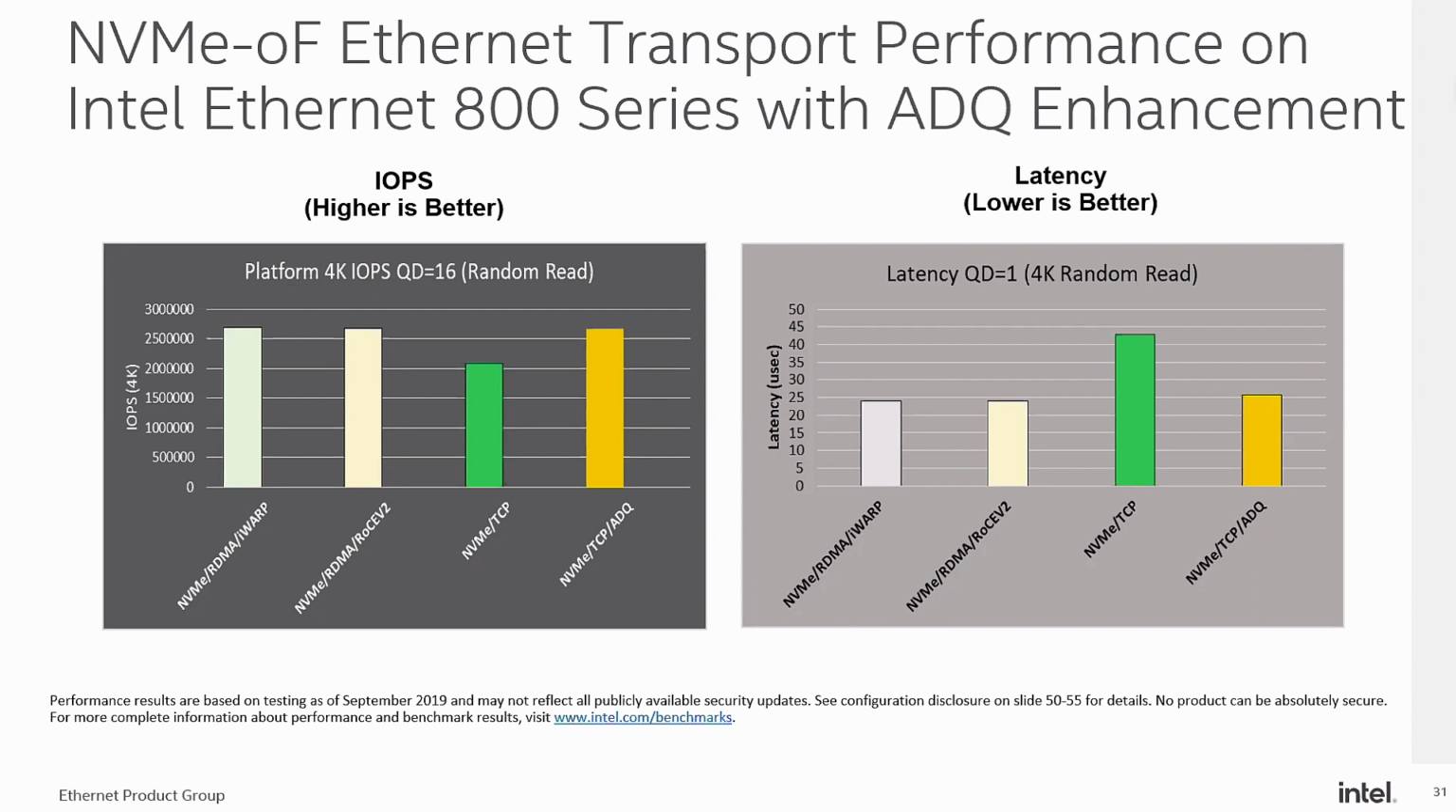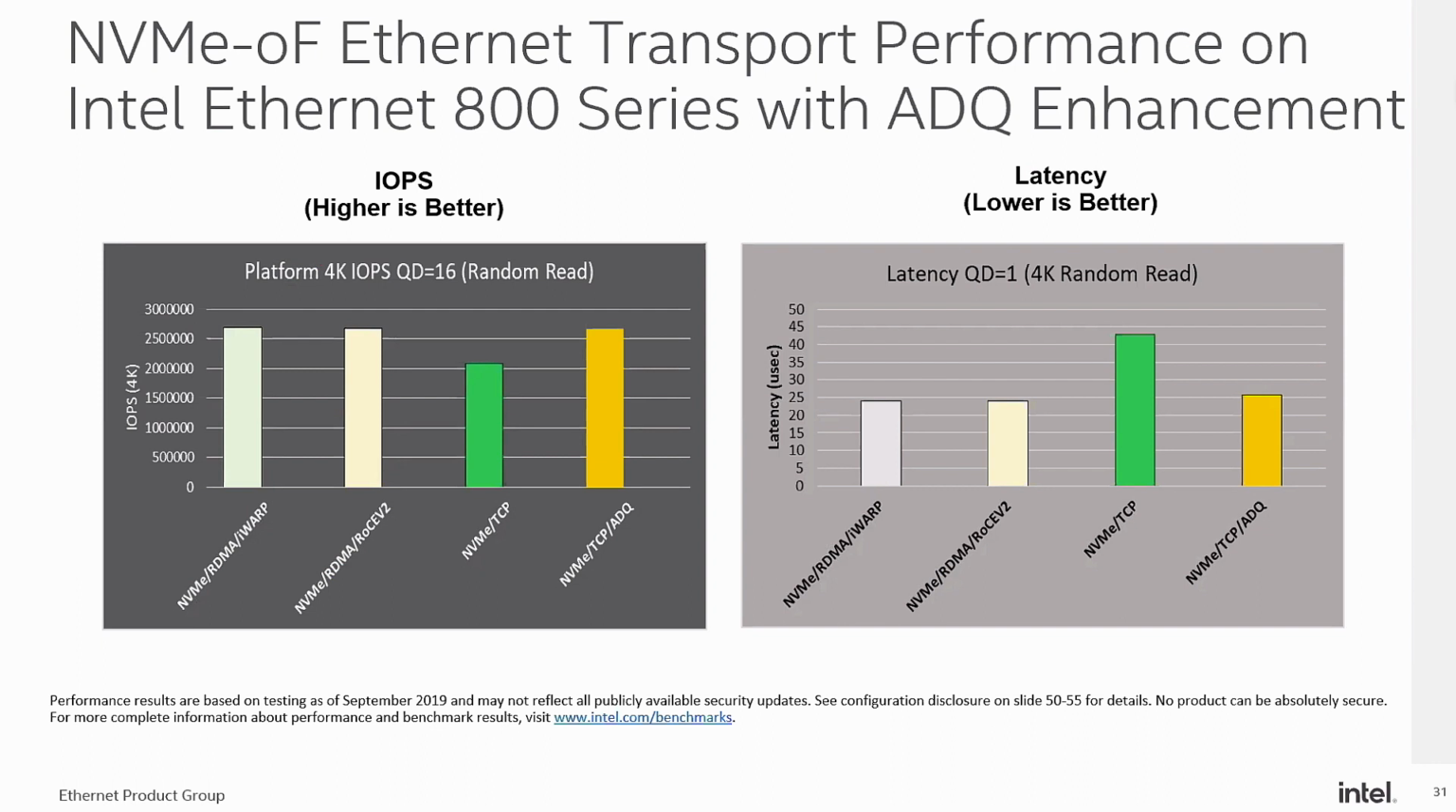iWARP RDMA or RoCE RDMA deliver the lowest latency. We can get to around 25 microseconds. That's a round trip on the wire with a 4K random read I/O request. For NVMe over TCP, we are seeing a little bit higher round trip time on the wire. And with ADQ enhancement for NVMe over TCP, you can see the latency was improved significantly, and it is almost the same as NVMe over RDMA.